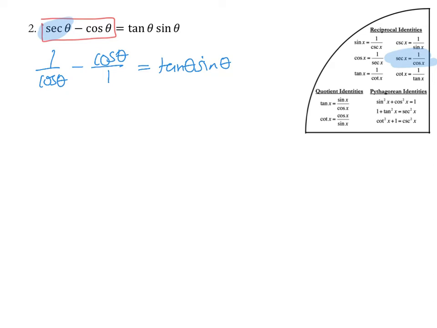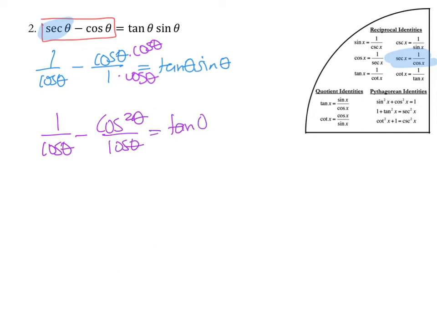So then what we need to work on, again, to add and subtract fractions, they have to have the same denominator. You can't just add them however you want to. You have to make sure they have the matching denominator first. So the one on the right is going to need to get multiplied by cosine theta. Whatever you do to the bottom, you got to do the top. So the new step is going to be 1 over cosine theta minus cosine squared theta over cosine theta equals tangent theta sine theta.